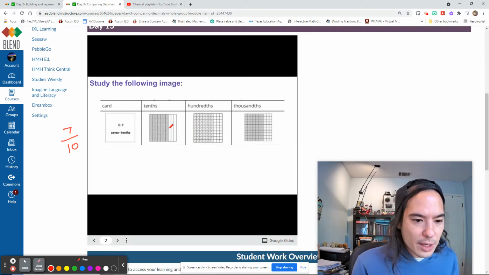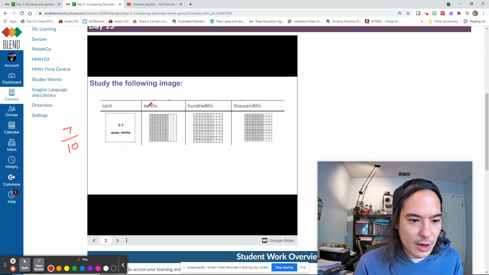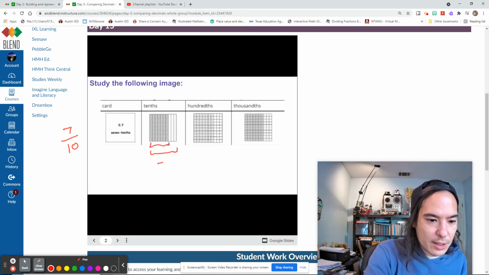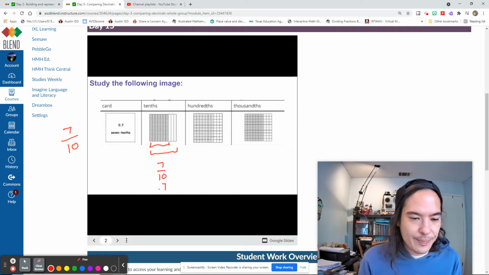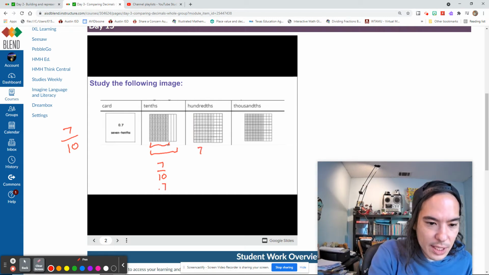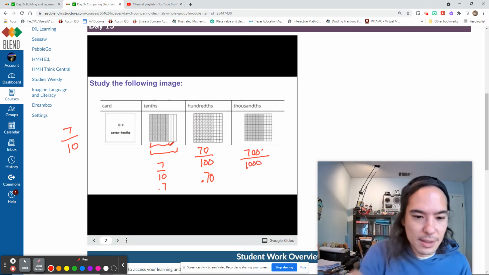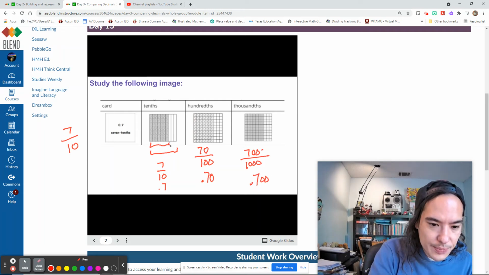All right? Here is what 7/10 would look like as tenths. There are 1, 2, 3, 4, 5, 6, 7 out of 10 shaded, 7 out of 10, or 7/10, right? On this one, it's not 7 out of 10, it's 70 out of 100 are shaded, or 70 hundredths. And then finally, you can't really tell, but they have separated each one of those hundredths into 10 squares. So this is 700 one thousandths, or 700 thousandths.